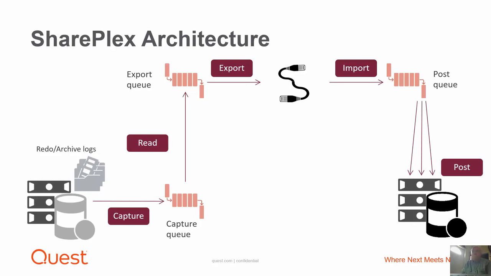Export and import are not Oracle's import and export process. They're our own high-speed export and import that move data across the network very quickly and very efficiently. And then we get to Post, and Post takes those redo log messages, translates them to SQL, and posts them in your Oracle database. So that's how you can have high availability or disaster recovery in Oracle 19c without having to use RAC or use Oracle SEHA.